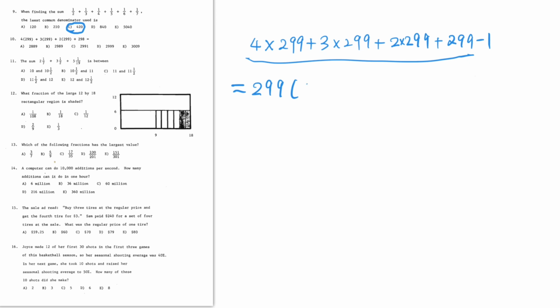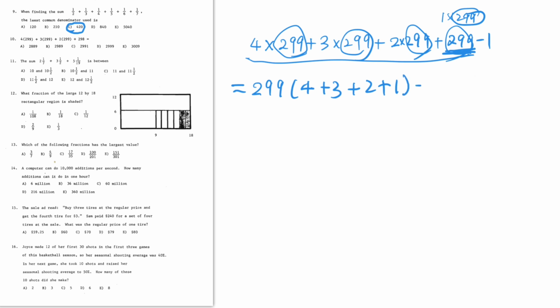The first numbers leave us 4 plus 3, all the 299 factored out. So plus the 2 plus 1. So 299 factored out, leaves the 1. 299 equals 1 times 299. So factor out the 299, leaves us the 1.